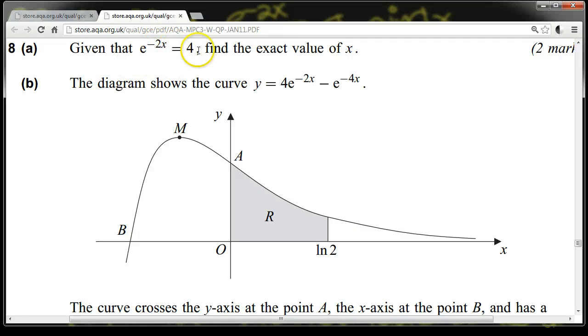Given that e to the minus 2x equals 4, find the exact value of x. The diagram shows this curve.